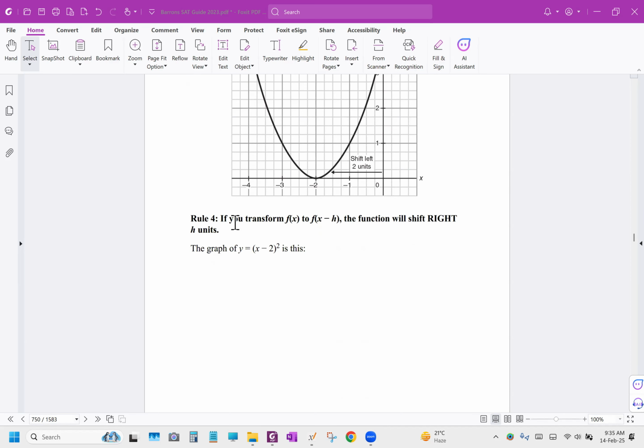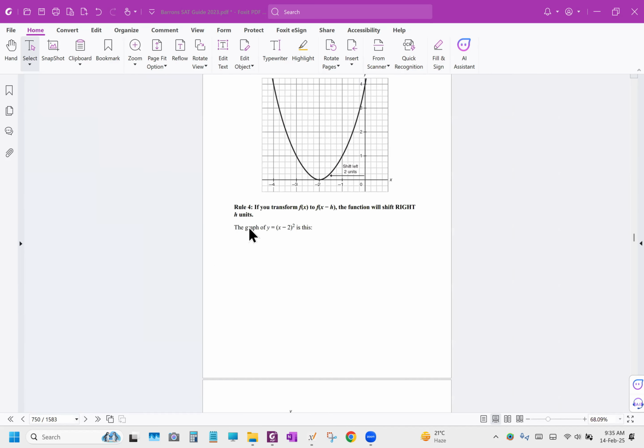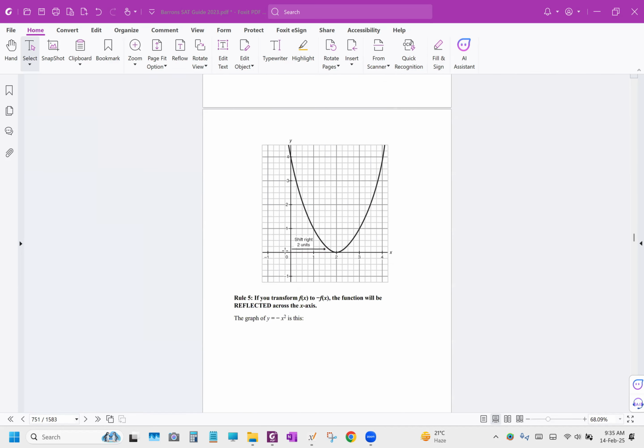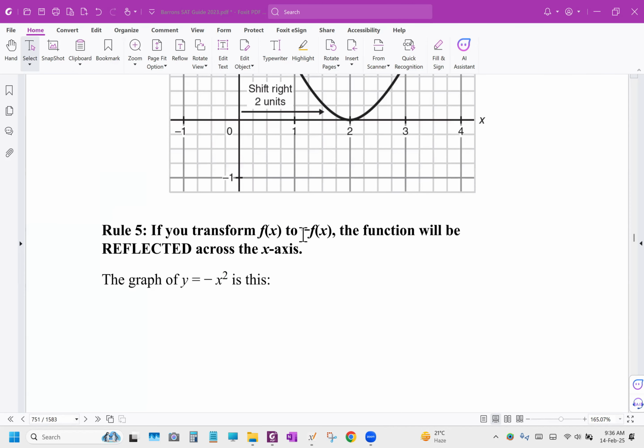In the same way, if you transform in the right direction, then you just need to subtract. You will understand while you are solving some problems. Okay. Next is reflection. If you transform f of x to negative f of x, the function will be reflected across the x-axis.